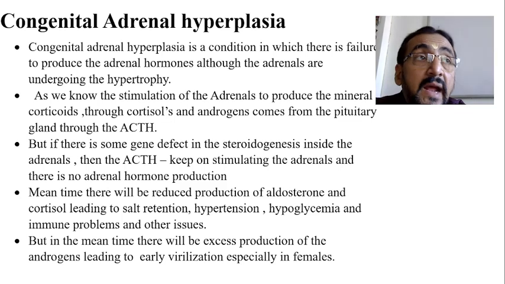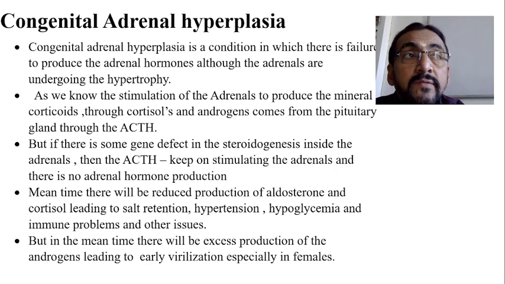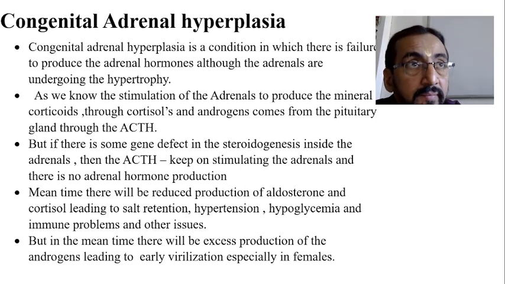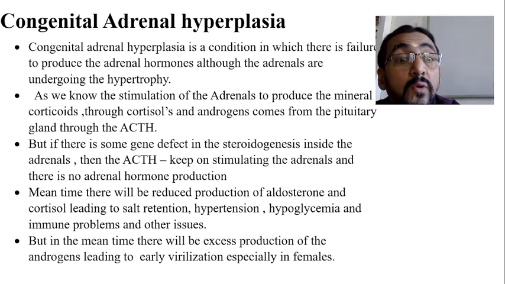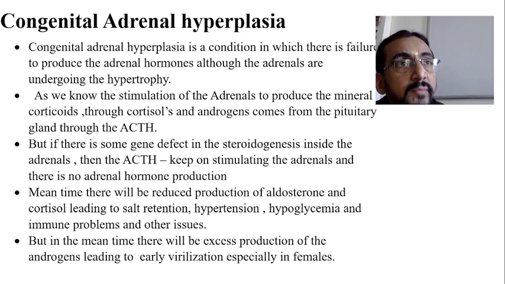There will be reduced production of aldosterone or mineralocorticoid and cortisol, which leads to other complications. When mineralocorticoid is not formed properly, the sodium handling is not proper, so there will be salt imbalance. Because of this, what happens? There will be hypertension, and there is also hypoglycemia. And also there are some immune problems and other issues. So many issues start because of electrolyte imbalance. Basically, mineralocorticoid is not there, therefore it fails to maintain the electrolyte balance, and related complications start one by one. This is one problem.